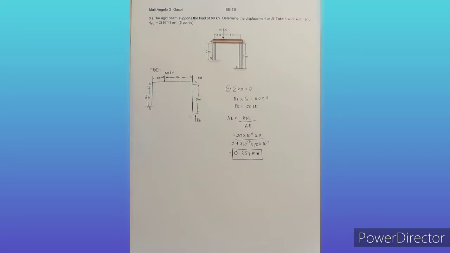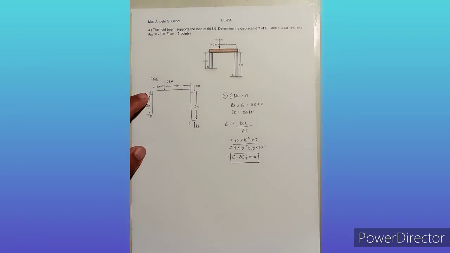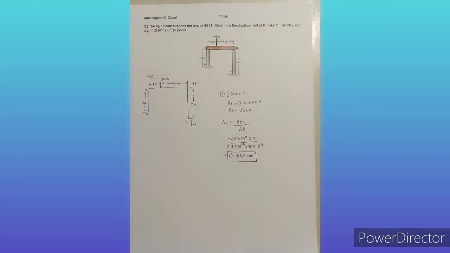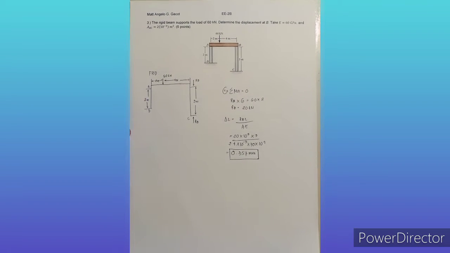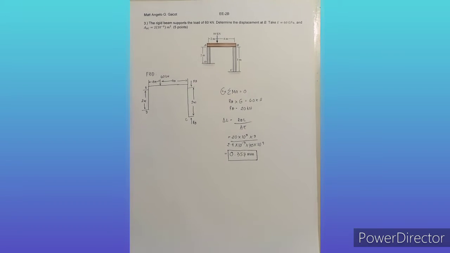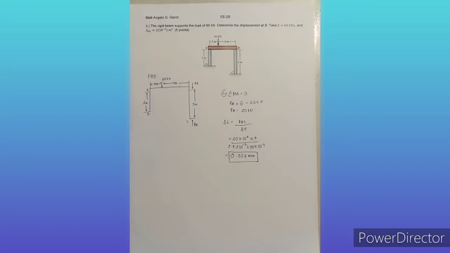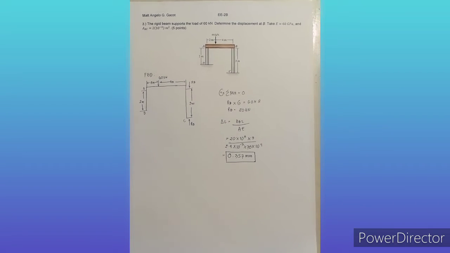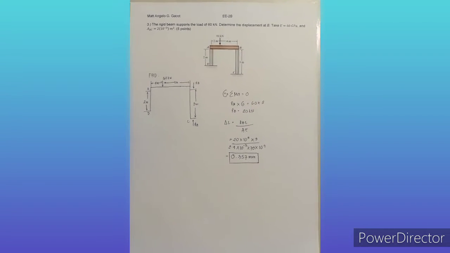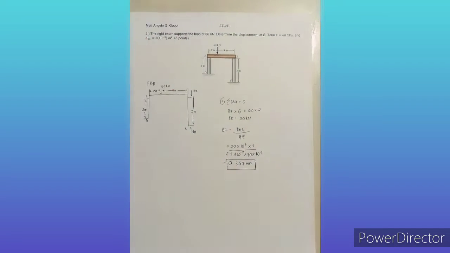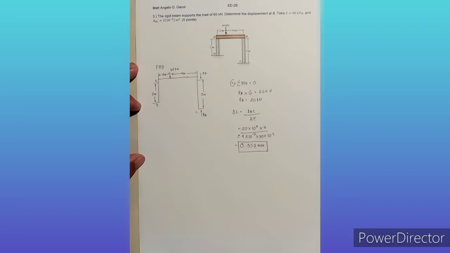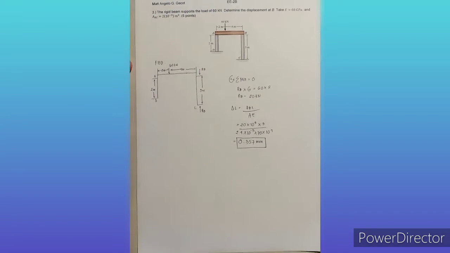So, for question number 3, the rigid beam supports the load of 60 kN. Determine the displacement at B. Take E is equal to 60 gigapascals and A sa BC is equal to 2 times 10 raised to negative 3 meters squared. So, given tayo ng diagram, so draw a free body diagram for easy for us to visualize the unknown parameters.